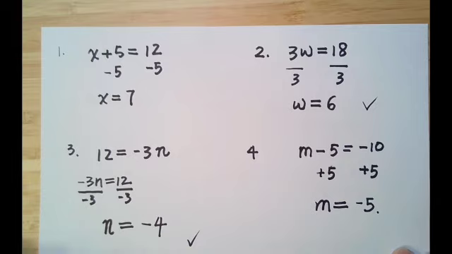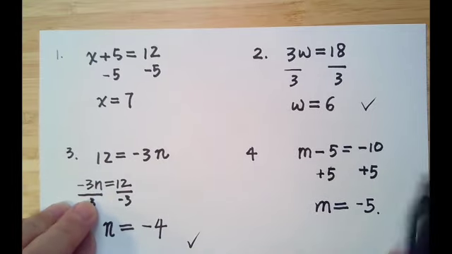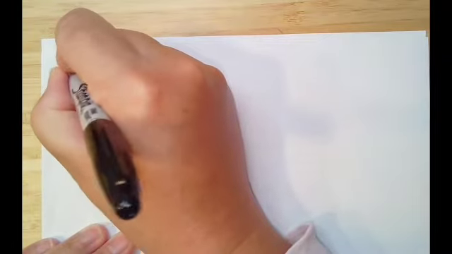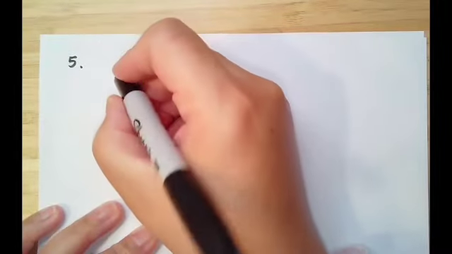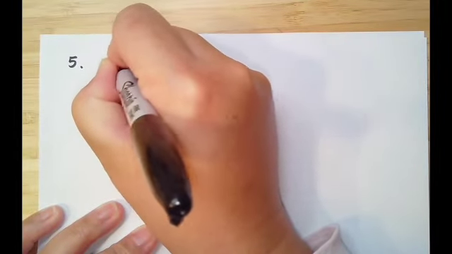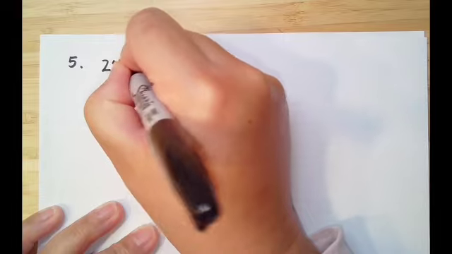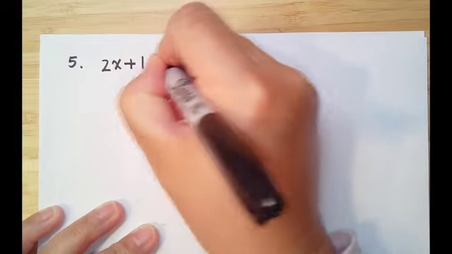So we have tried this now. This is 1, 2, 3, 4. Let me give you some more questions and make it a little bit more complicated. Okay, here. That's 1, 2, 3, 4, 5. Example number 5 is 2x plus 1 equals 7.